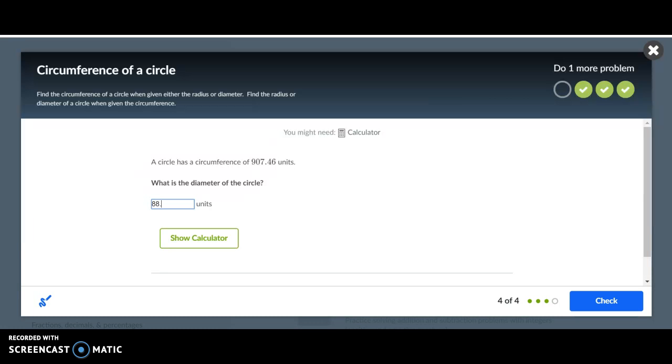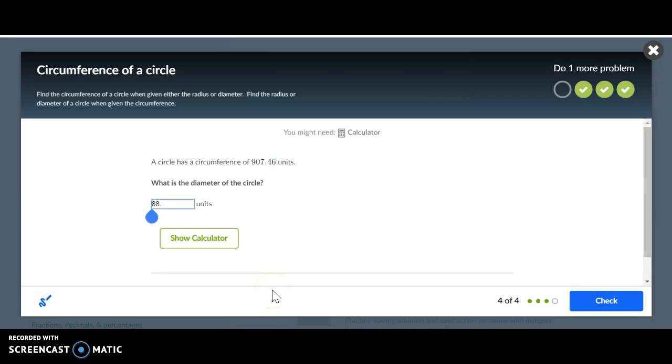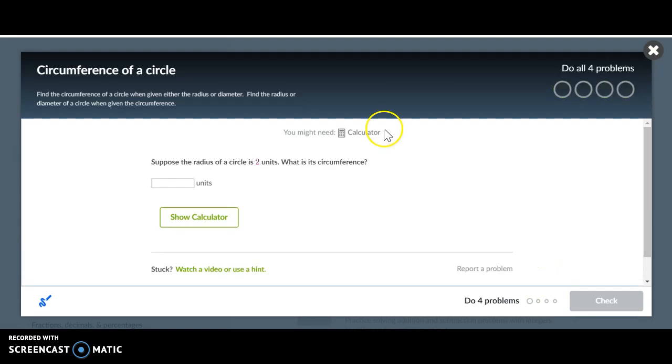Let's see here. Where's that calculator? It's 288.8534. So let's put 288.8534, and let's click check. And we see that we got the answer correct. Okay, let's do some more.